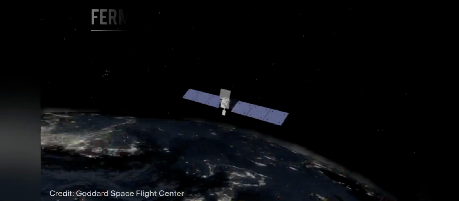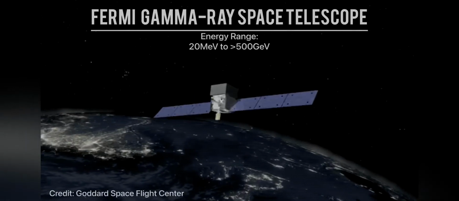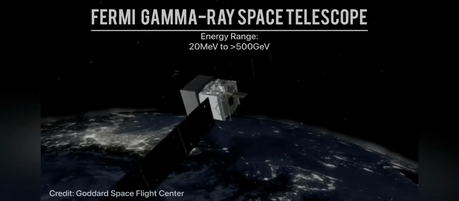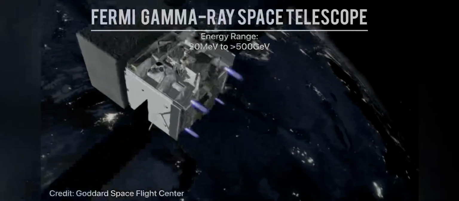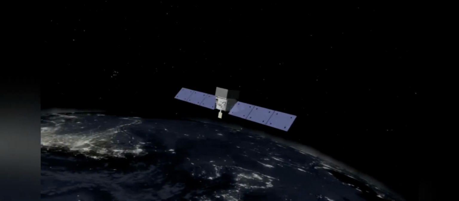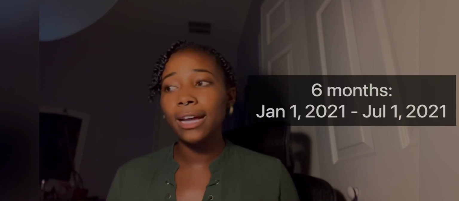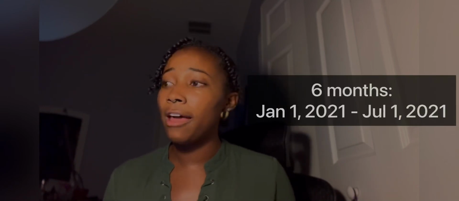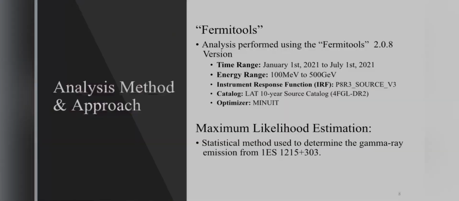I analyzed 6 months of gamma ray data from the Fermi Large Area Telescope, which is also known as the Fermi Gamma Ray Space Telescope. This is a space-based telescope that surveys the sky every 3 hours. Now, for this analysis, I analyzed 6 months of data spanning from January 1st to July 1st of 2021 using the Fermi tools, which are specifically designed to work with Fermi data.